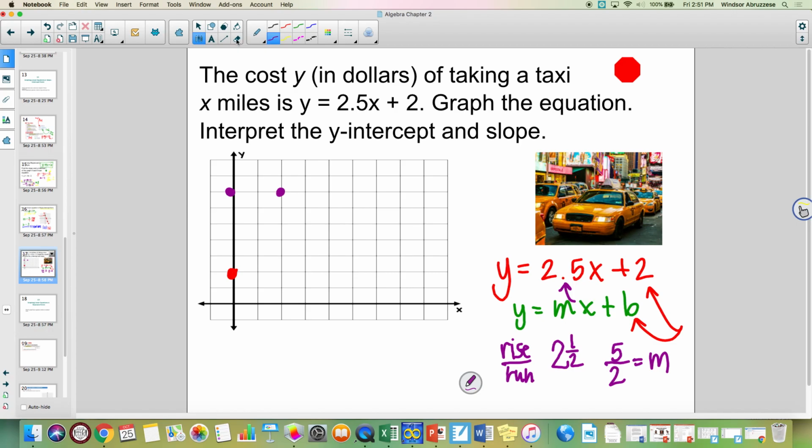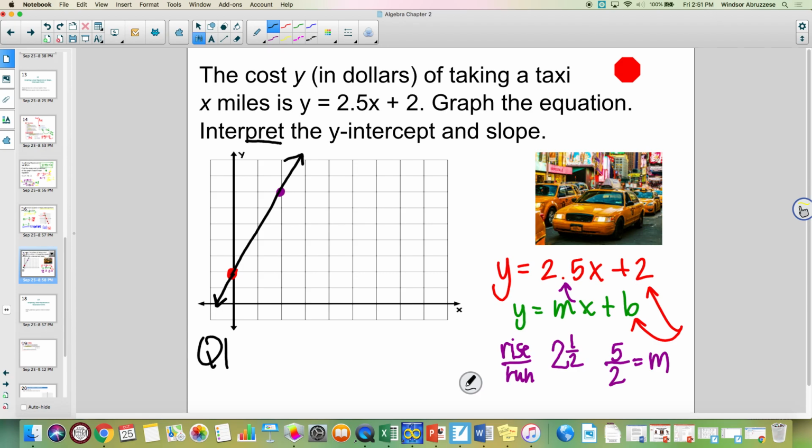That's my slope. So I'm going to rise 5, 1, 2, 3, 4, 5, run 2. Let me erase this, but I just wanted to show you. I rise 5, 1, 2, 3, 4, 5, run 2. Now I'm going to connect. How come this graph only had quadrant 1? Well, in real-world situations, you're not really going to go towards the negatives. And when we're going in a taxi, there's really nothing negative about that.